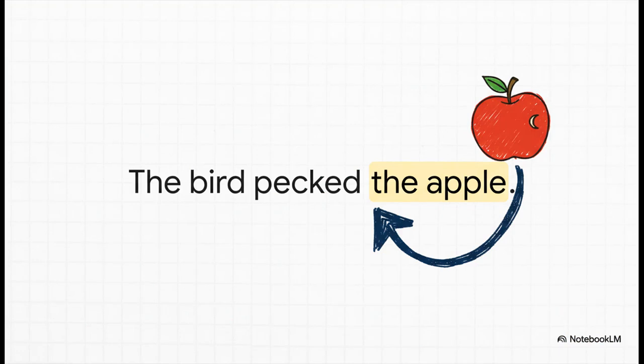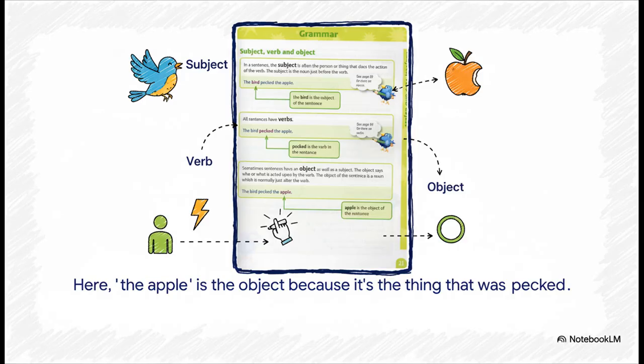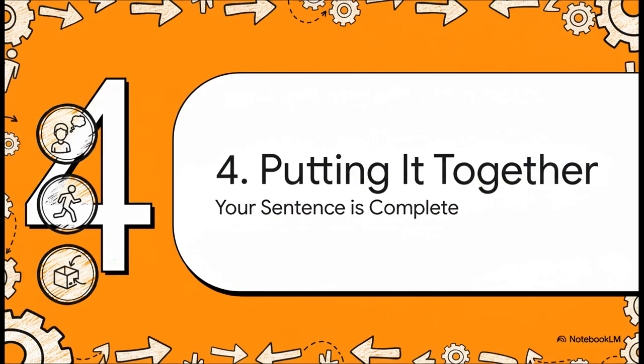Okay, let's ask the question for our sentence. The bird pecked what? The answer, as you can see right here, is the apple. The apple is the thing that's receiving that pecking action. And boom, our diagram confirms it. It points straight to the apple as the object, the final destination for the action that our subject started. And just like that, there you have it. With those three key pieces, the subject, the verb, and the object, we've put together a complete, coherent thought.